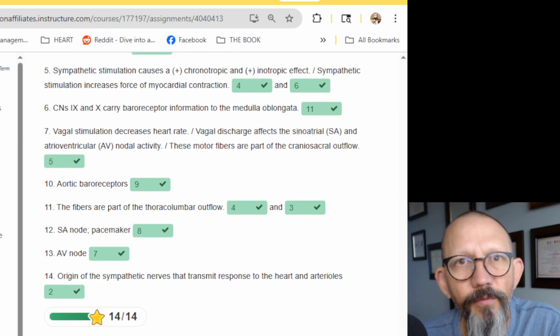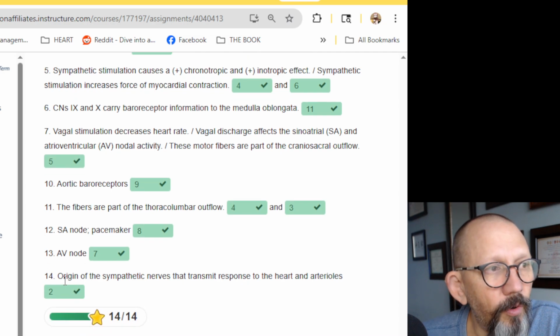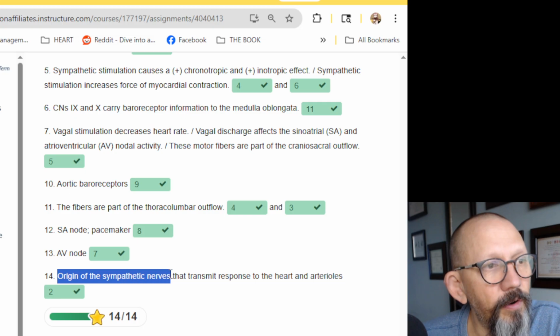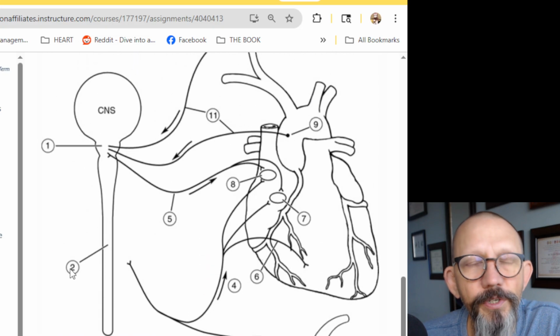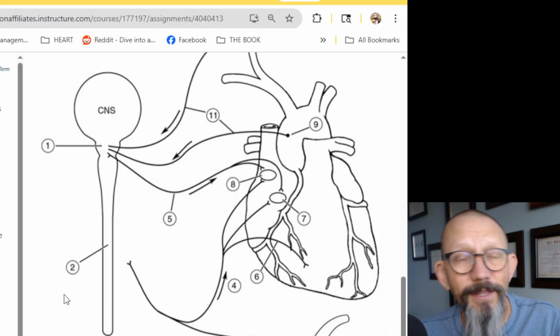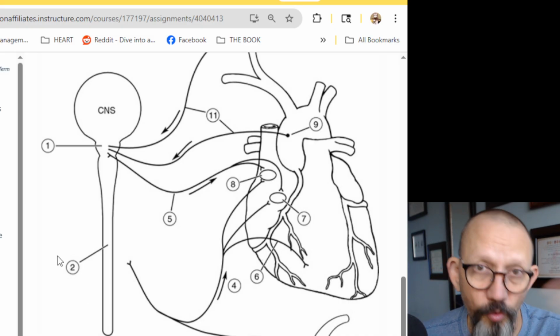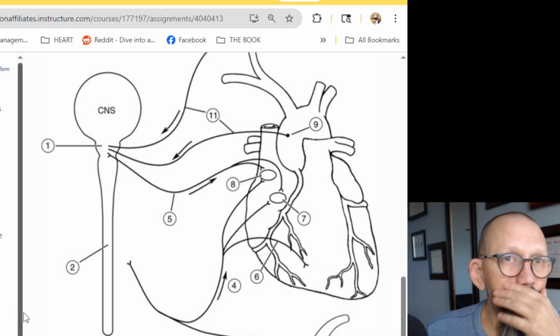I'm trying to scroll back and forth. It's hard. The origin of the sympathetic nerves. There it is. That's the question it's asking. There's the origin of the sympathetic nerve. So there we go. I mean, that's like 15 minutes. Sorry it took so long, but I had to scroll back and forth and stuff like that. I hope this helps you.